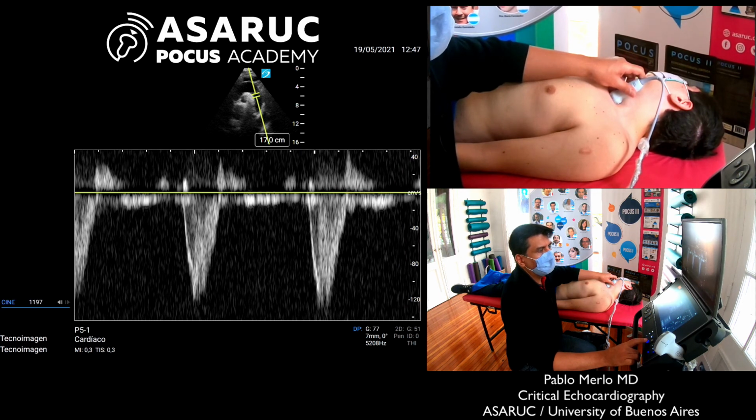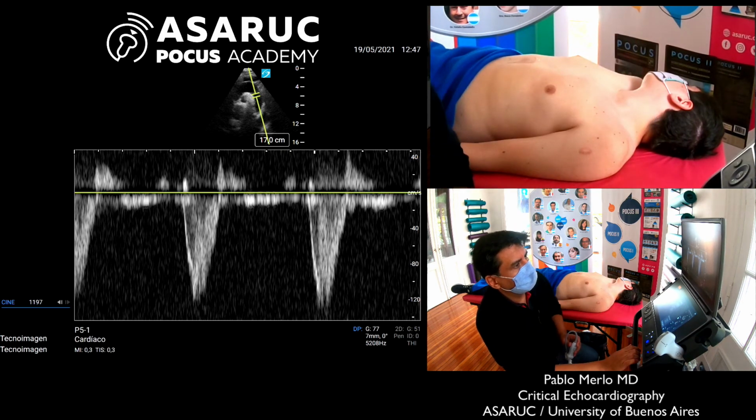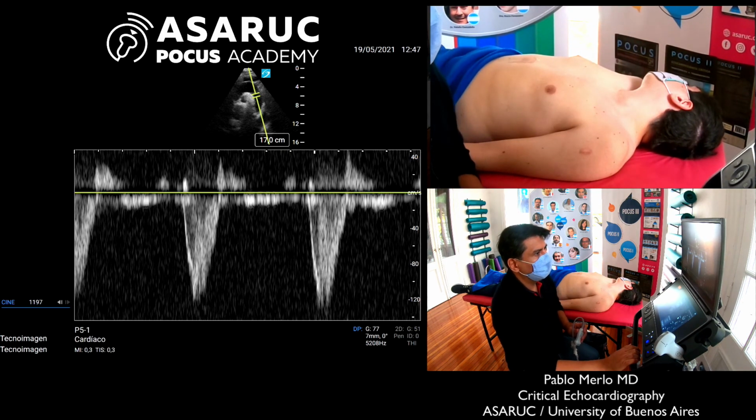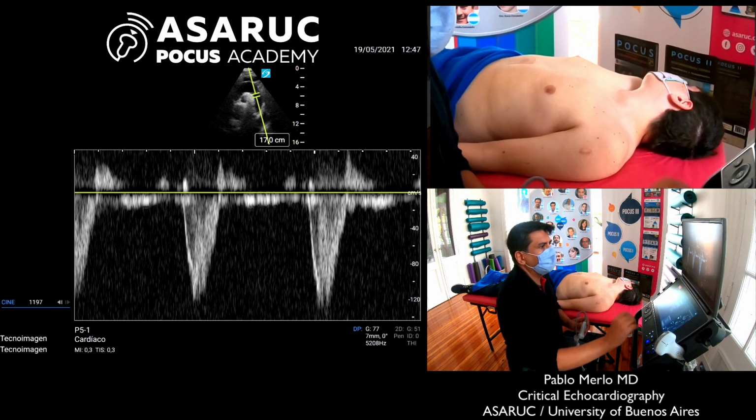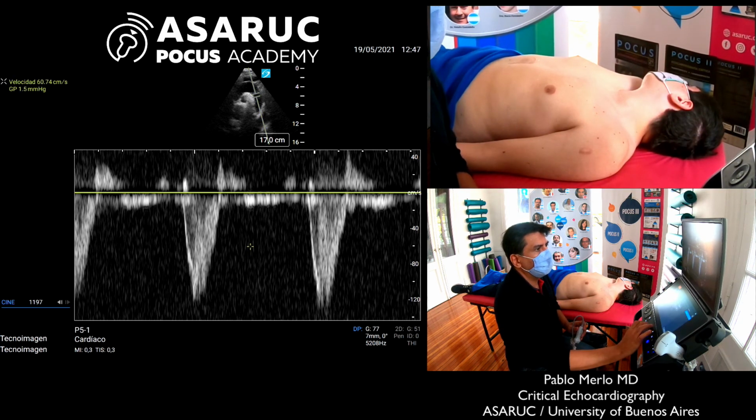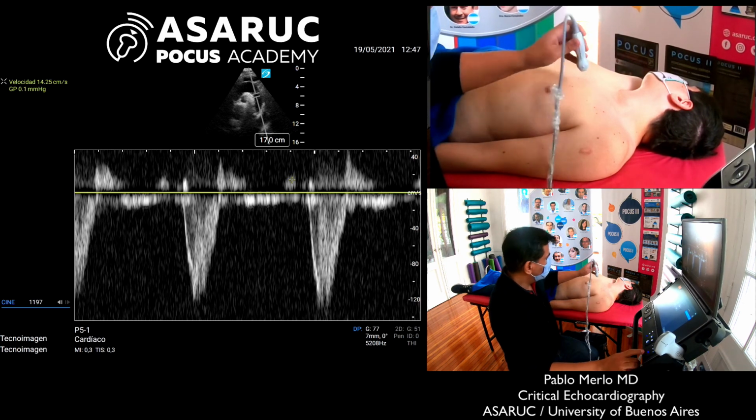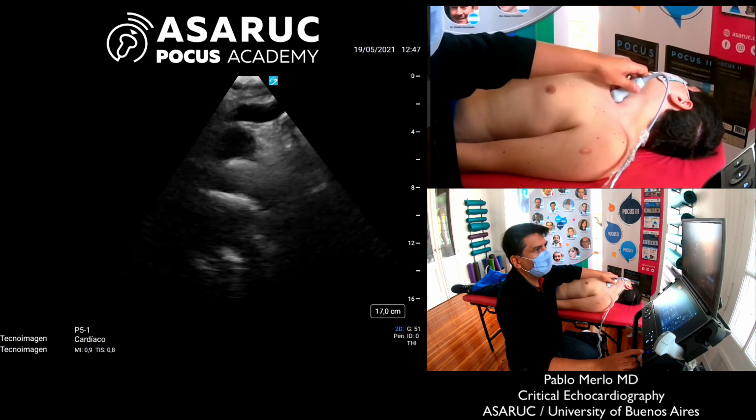We see the systolic flow and a slightly low diastolic flow velocity, especially at end diastole. If we apply continuous wave Doppler with the same view, we'll also be able to assess whether the patient has a coarctation of the aorta.